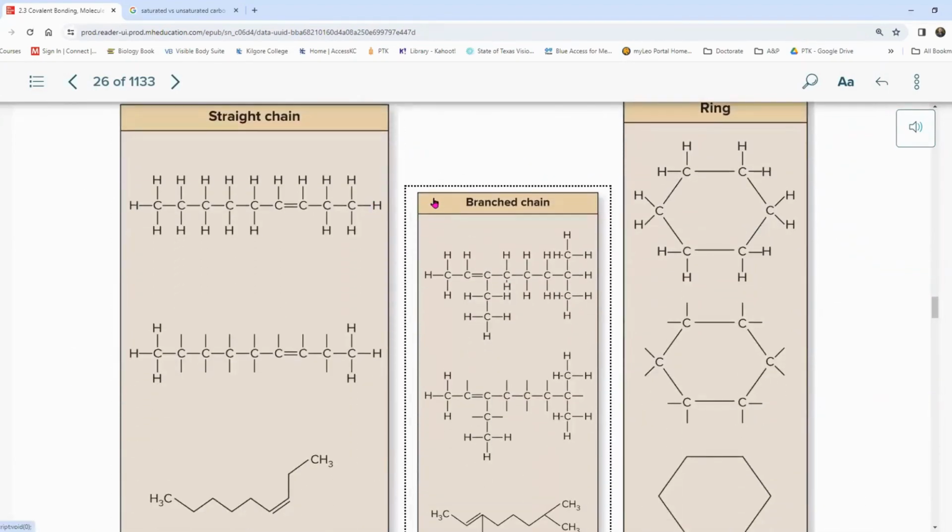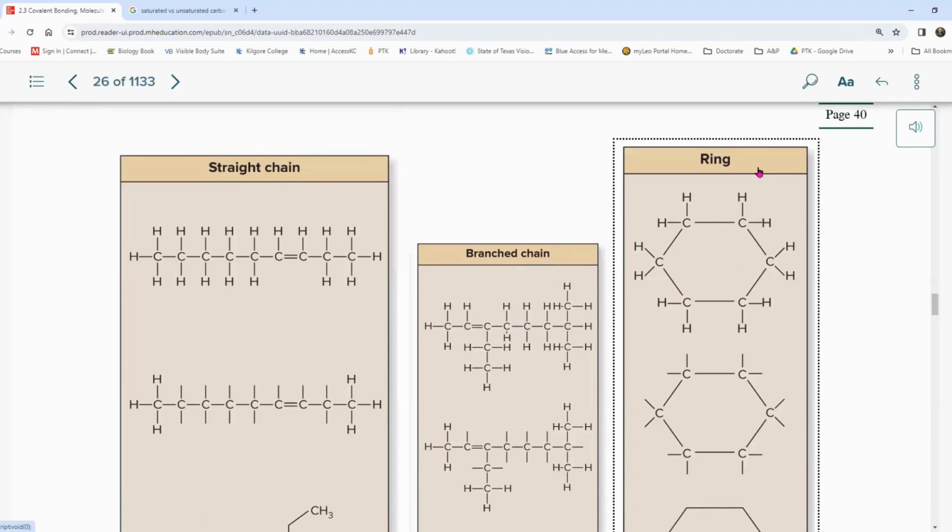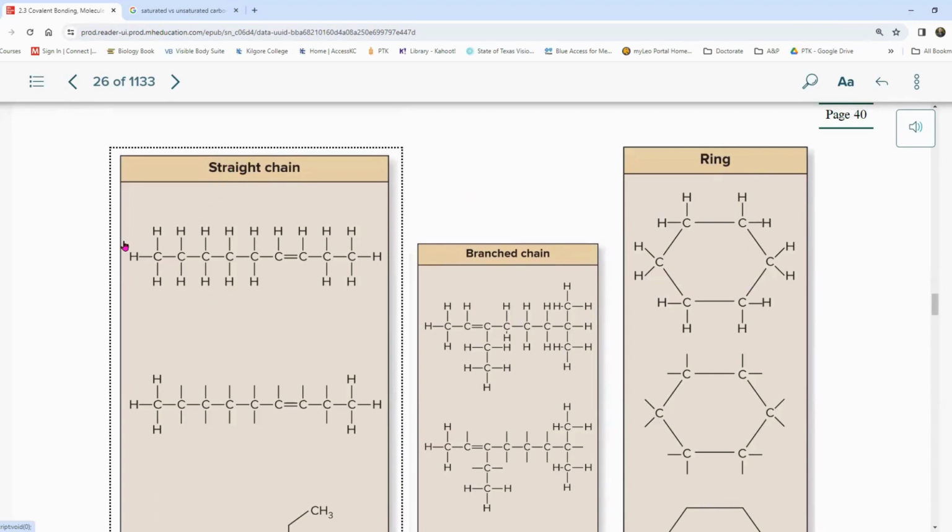So let's get a little bit more complex. You have what's called a straight chain, a branch chain, and then a ring. The straight chain goes with its name. It is in a straight line. So you see all these carbons and hydrogens linked to each other, with a double covalent bond, also known as a double bond, which the book gives a really good way of breaking down.